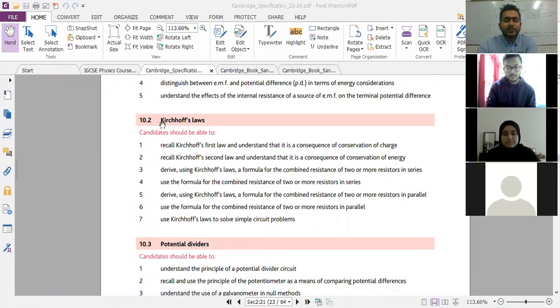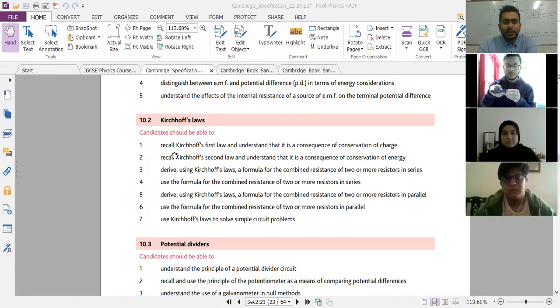So today our objective is to study Kashaf's law. As we always do, we'll read the specification first. What are the learning objectives we have to cover for our syllabus, for our preparation? Let's read. Number one, recall Kashaf's first law and understand that it is a consequence of conservation of charge.